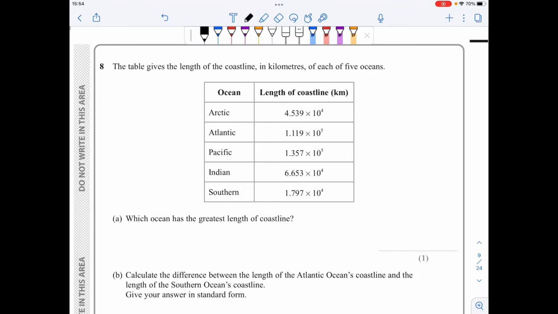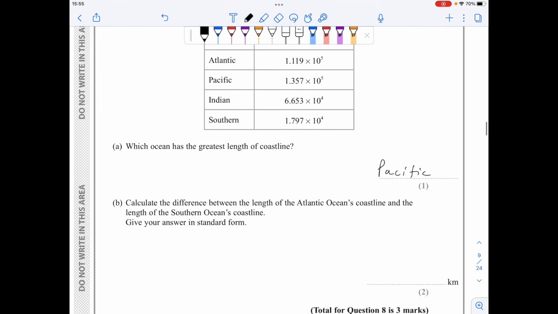For question 8, I need the ocean with the greatest length. Now note that these two have a power of 5, so it's one of those two, and out of those two, the Pacific is the one with the biggest number. So the answer is Pacific. And then for part B, I'll just subtract 1.119 times 10 to the 5 minus 1.797 times 10 to the 4. Now the calculator can do this for you. So the answer will be 9.393 times 10 to the power of 4.